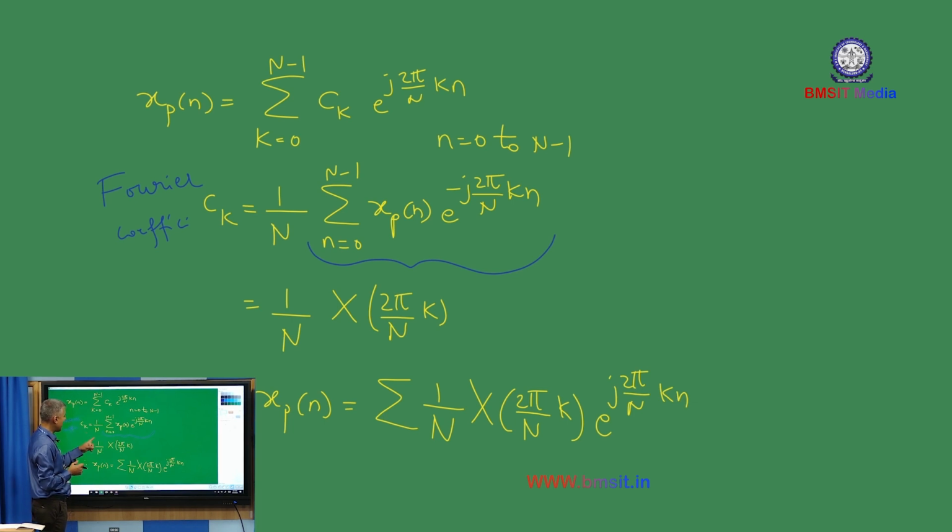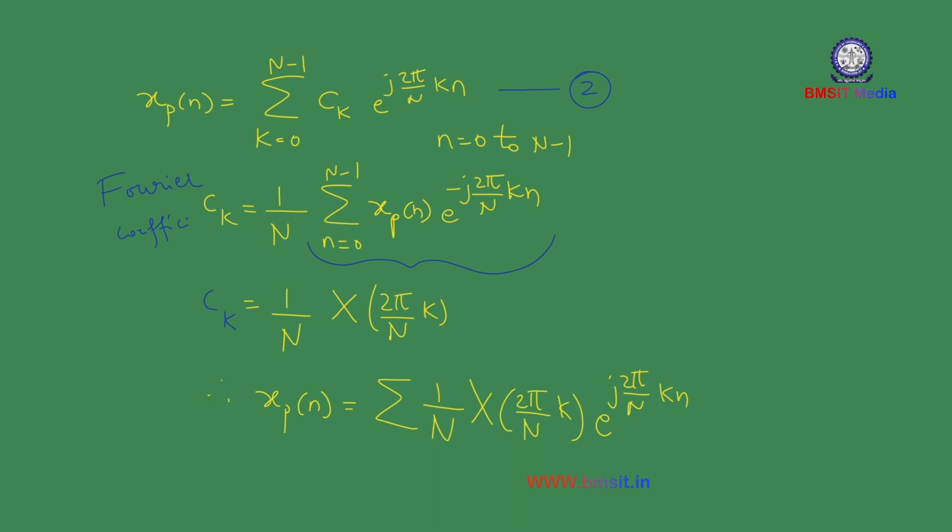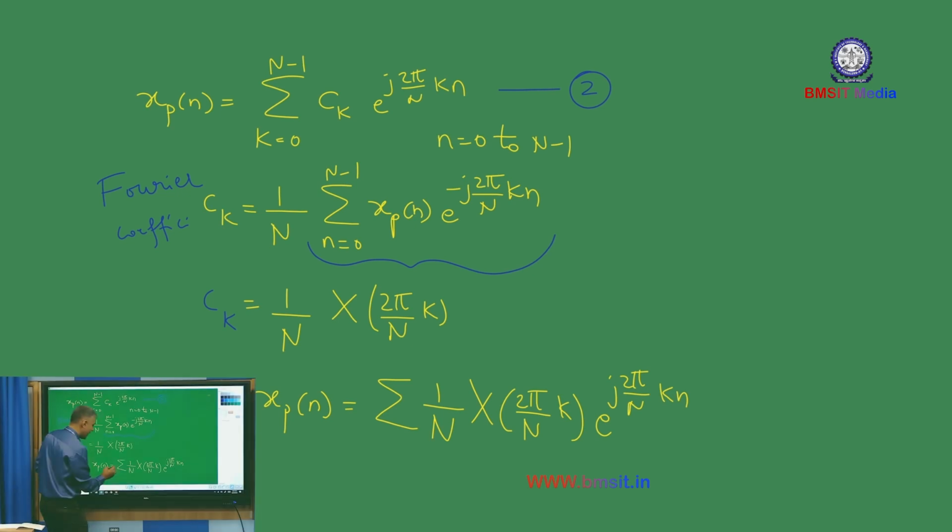So replacing this, ck is equal to 1 by N times x of 2 pi by N k. I would like to use this relation back in equation 2. Putting it back into equation 2, you shall observe that xp of n is nothing but the summation of 1 by N x of 2 pi by N k times e raised to j 2 pi by N kn. Here the range of k is from 0 to N minus 1. What is the meaning of the last expression over here?